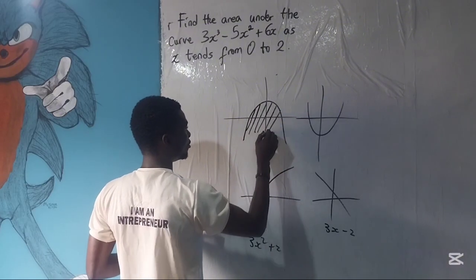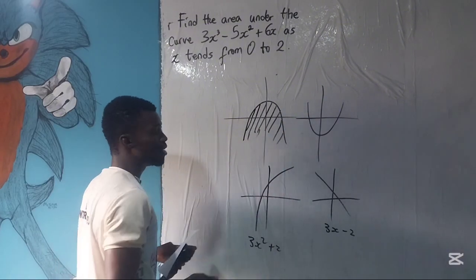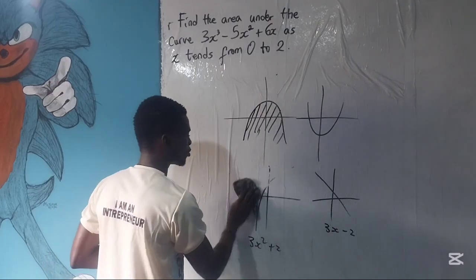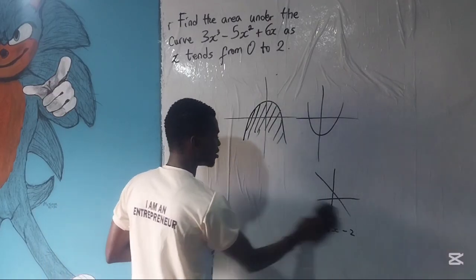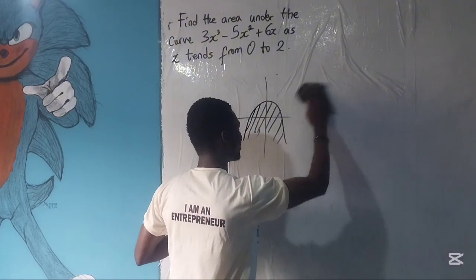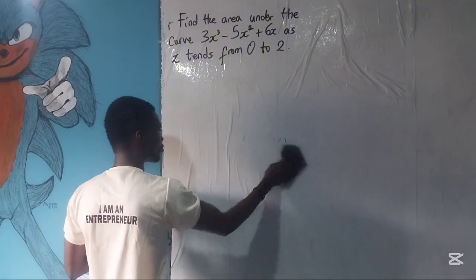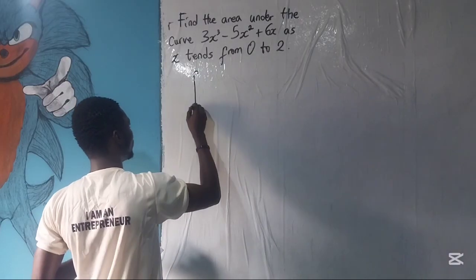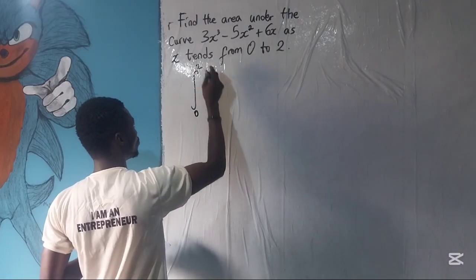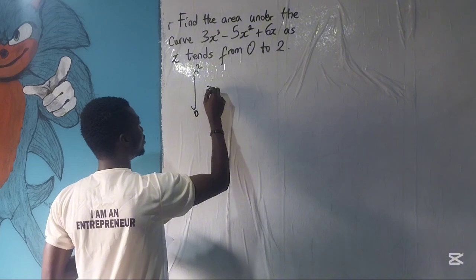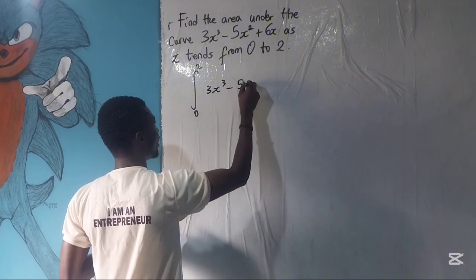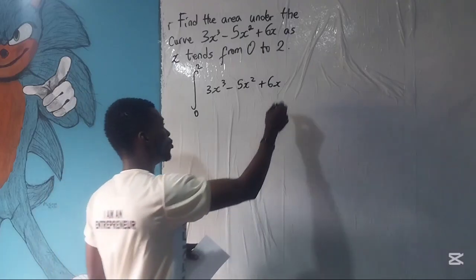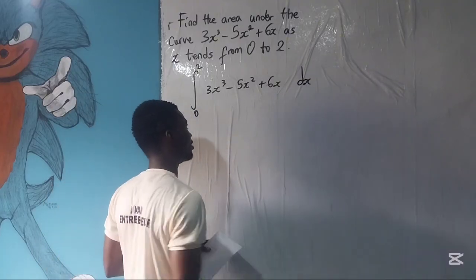So this is how now to get the area under the curve. The area under this curve will be gotten through the integration method. It means you have to integrate the function as it tends from 0 to 2. Now let's solve the workings of the question and see how we can get the answer. Given this in formula form, we're going to have the integral from 0 to 2 of 3x cubed minus 5x squared plus 6x dx. That's with respect to x.